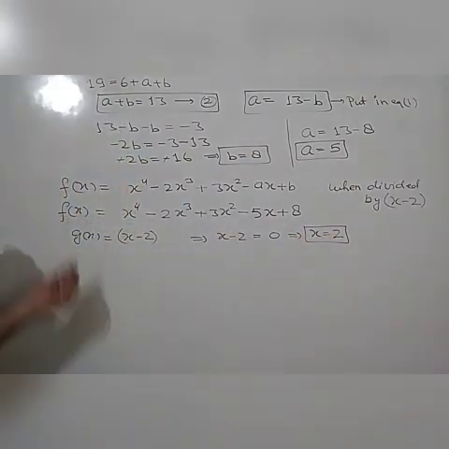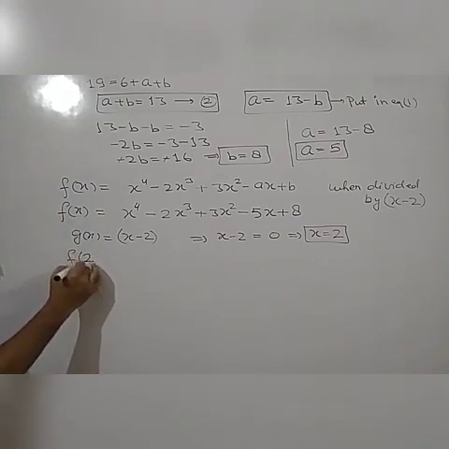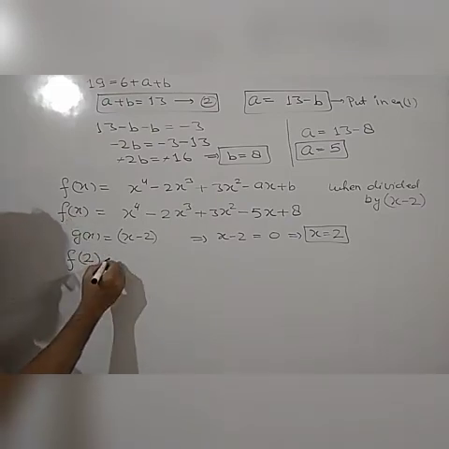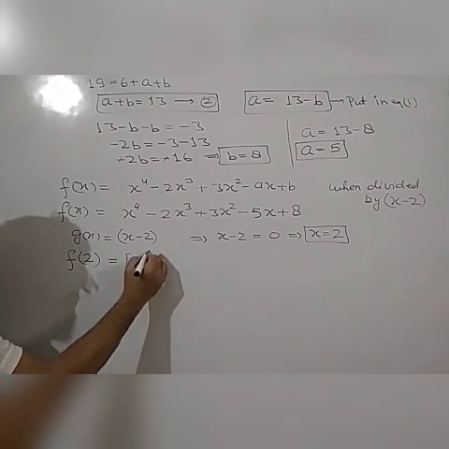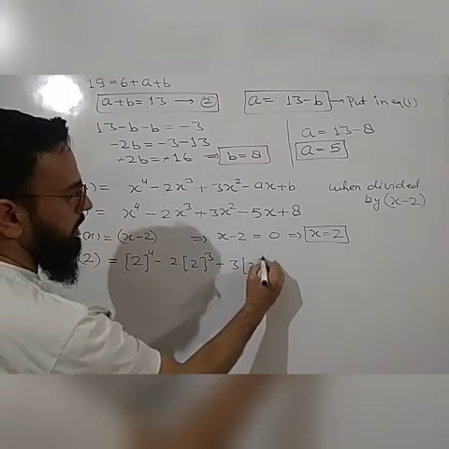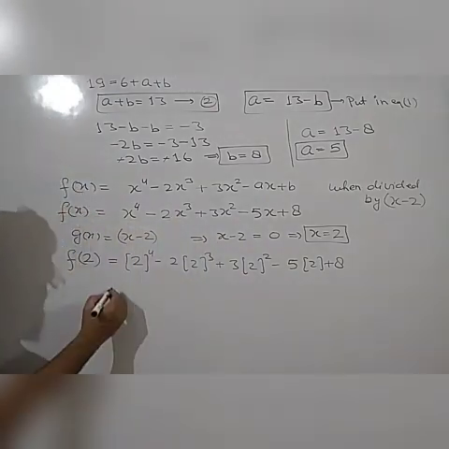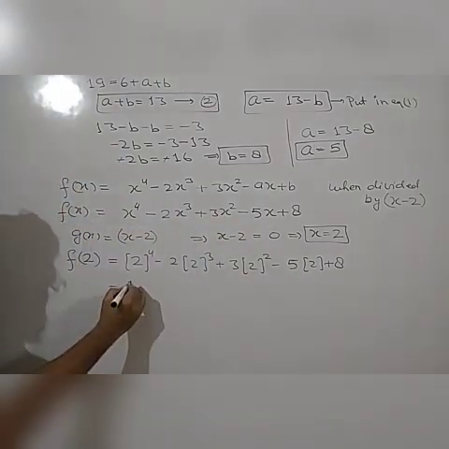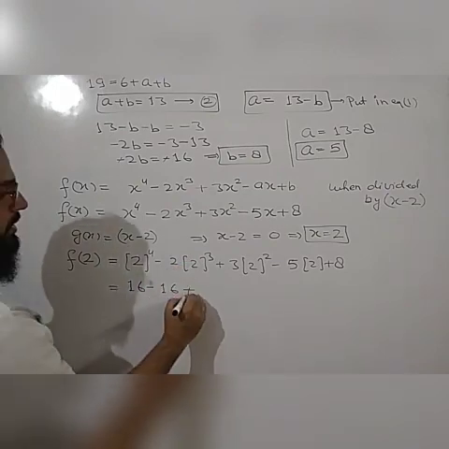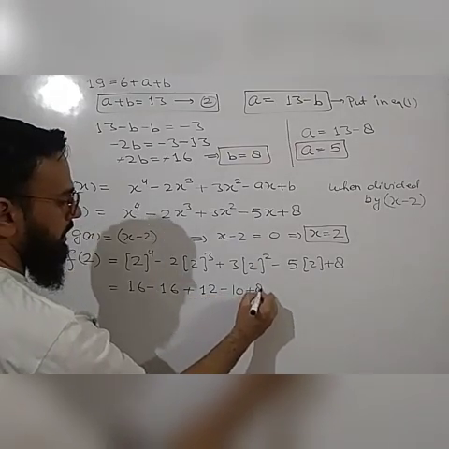And we have to find the remainder of this polynomial. So we will put the value of x at the place of f(x). So it will be f of 2. We will get 2 to the power 4 minus 2 into 2 cube plus 3 into 2 square minus 5 into 2 plus 8. So 2 to the power 4 is 16 minus 2 into 2 cube, that is 16, plus 3 into 2 square, that is 12, minus 10 plus 8.